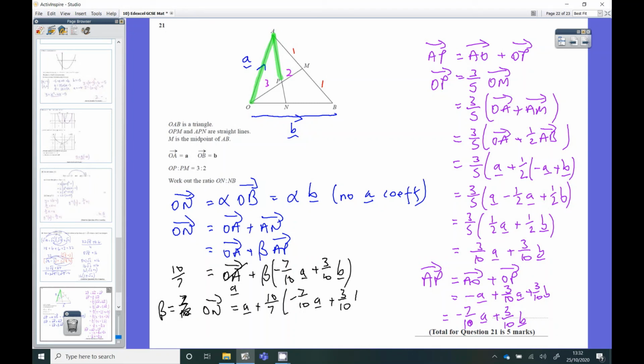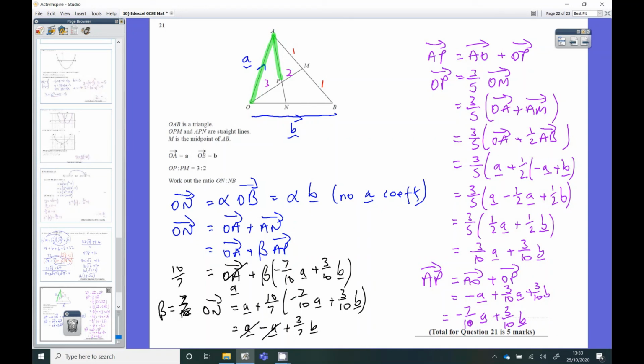Now, because I've chosen beta to be 10/7, when we multiply this out, we get O to N to be A minus A minus A plus 30/70 B, which is 3/7 B. And those A's have cancelled out. So O to N is 3/7 of B.